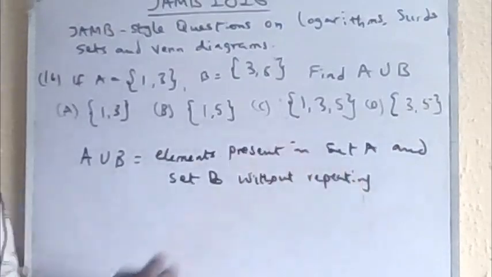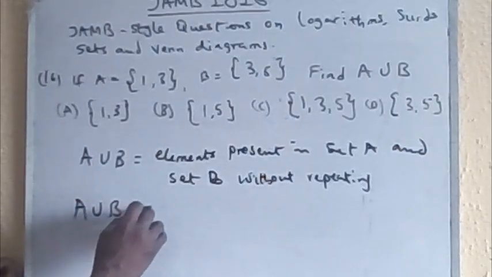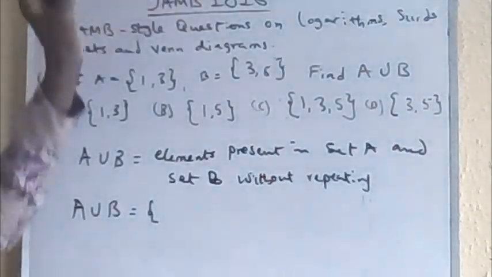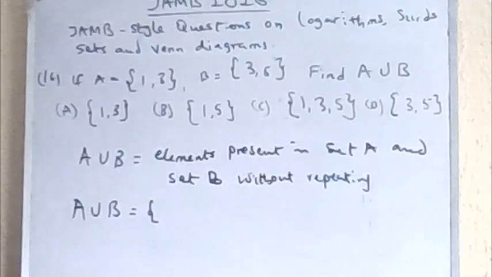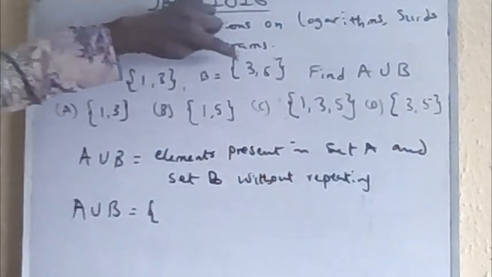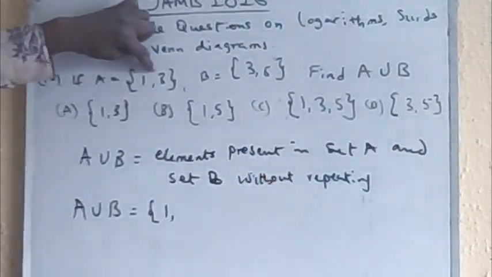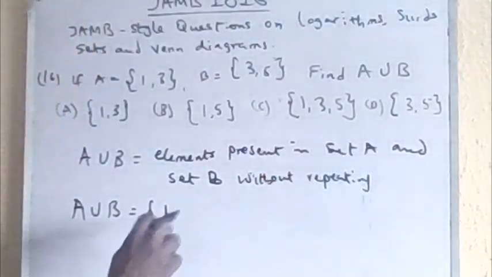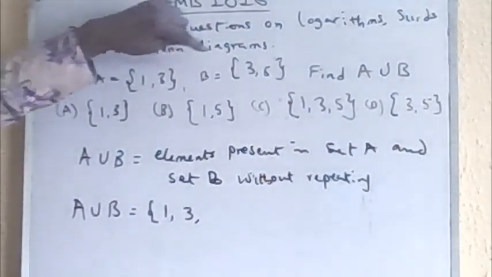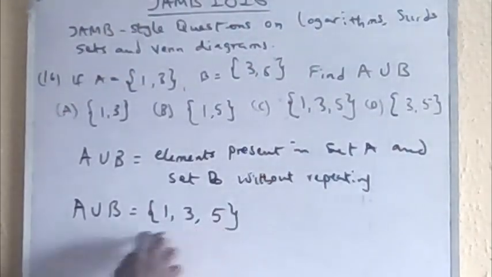Okay, so I'm going to do A union B now. A union B is equal to, so I will look at what is in A and what is in B, and I'll mention it once. That's for union. So I have 1 here, and I don't have 1 here, but I have 1 at least in one of them, so I mention 1. I have 3 here, I have 3 here. I'll mention it once. I will not say 3 and 3. And I have 5 here, I don't have 5 here, so I'll mention it once. So this is A union B. So the option here is C as the answer.